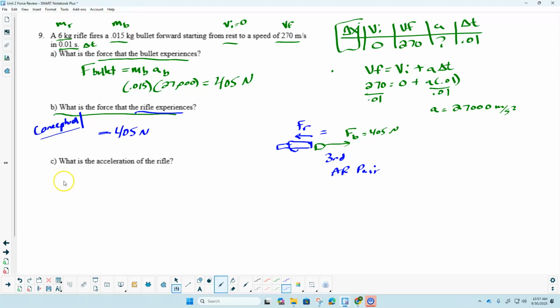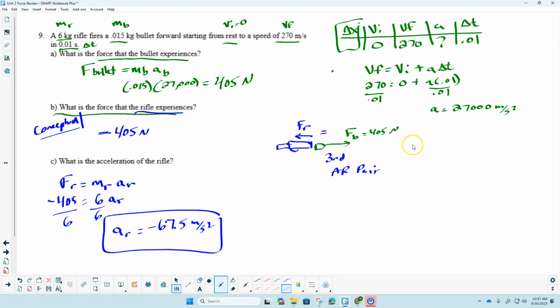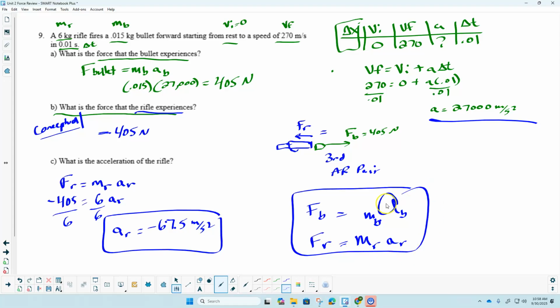And then we need to figure out the acceleration of the rifle. So again, you're just going to use the mass of the rifle and the acceleration of the rifle. So negative 405 is the force on the rifle. The rifle is larger, it's 6 kilograms, and we're looking for its acceleration. So we divide by 6, and you get the acceleration of the rifle is about negative 67.5 meters per second squared. So the acceleration of the rifle is much less compared to the acceleration of the bullet. That has to do with their masses. The bullet is much smaller, so it has a bigger acceleration, a big A, if you're doing F equals ma. For the rifle, the mass is bigger, and that makes the acceleration of the rifle smaller. So that's a visual of Newton's second law and this action-reaction pair where these are equal and opposite forces, negative 405 and positive 405.